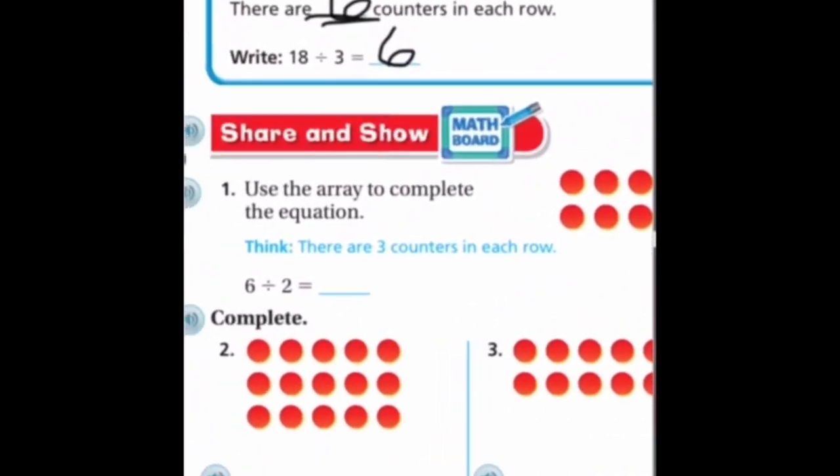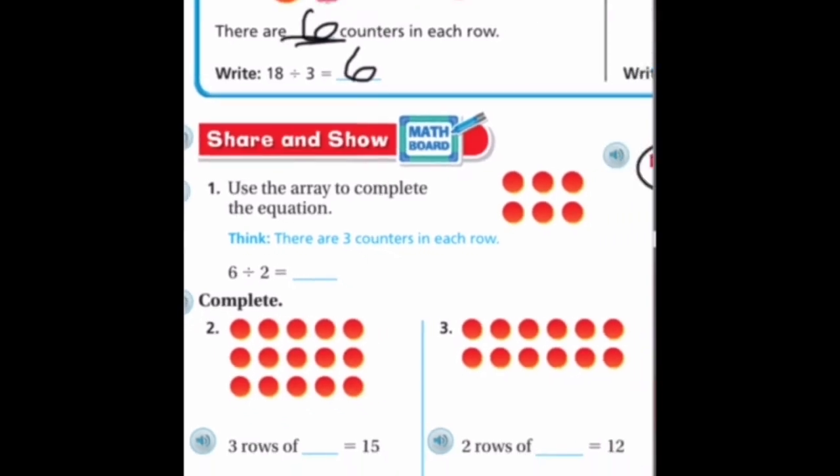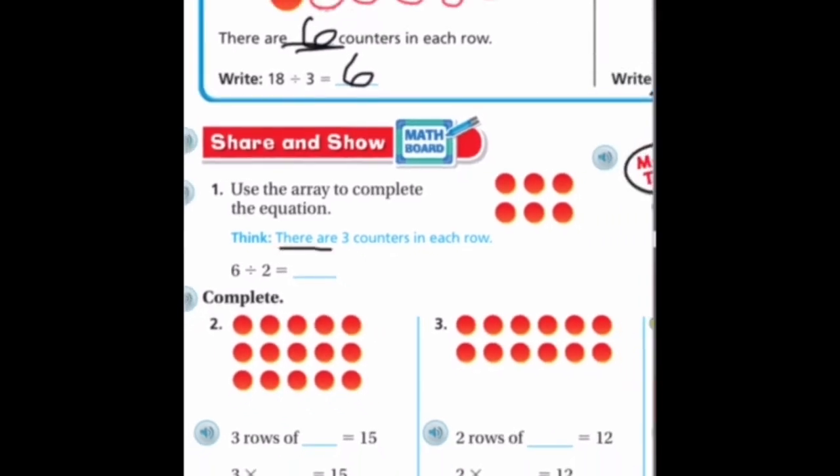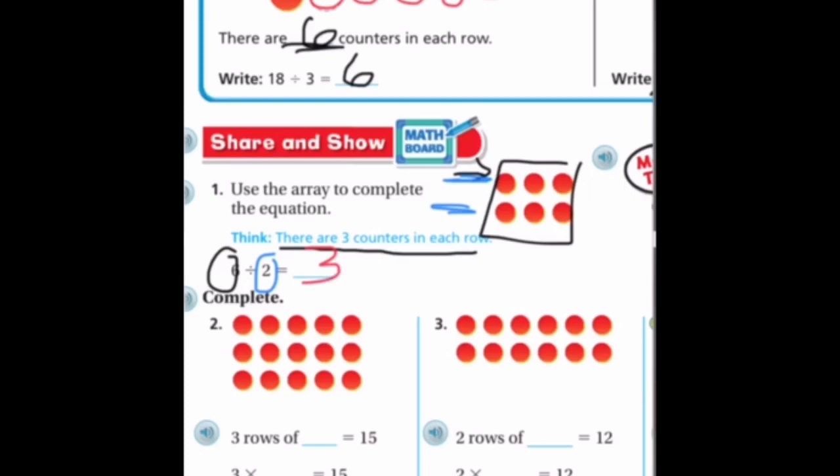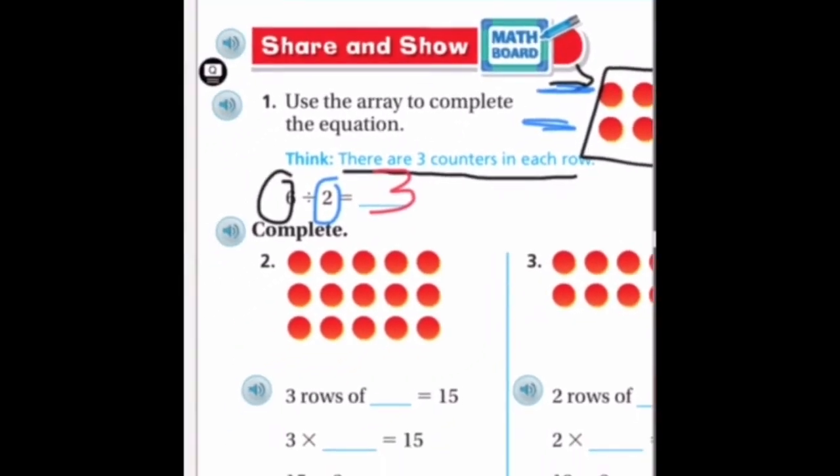Here we go. Share and show. Use the array to complete the equation. Think, there are 3 counters in each row. Okay, so we have a total of 6 right here. We have 2 rows, 1, 2, and how many are in each row? Well, that is 3. 6 divided by 2 equals 3.